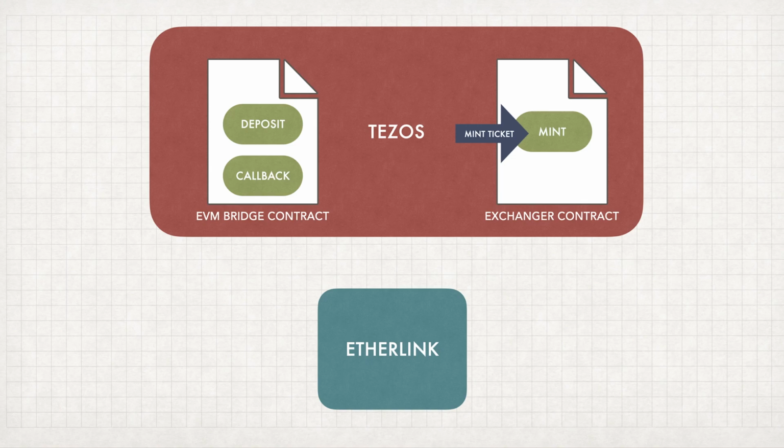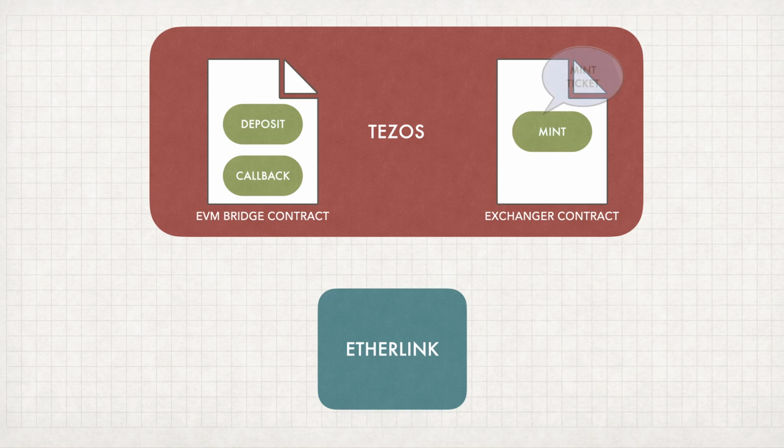The storage is updated to represent the tokens, while the transaction is sent to the exchanger contract to mint the ticket representing the recipient of the tokens on Etherlink and the address of the Etherlink rollup. The transaction also includes a callback to the EVM bridge with the minted ticket.